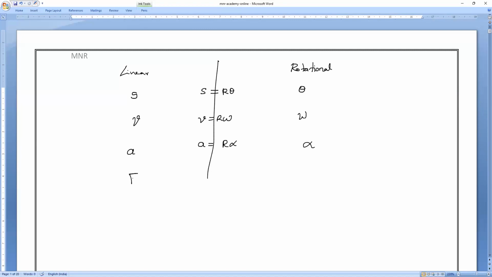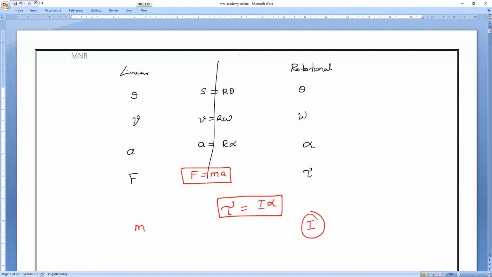Now, in the same way, force in linear motion, and in rotational motion it will be torque. We all know force F equals MA, and torque is I into angular velocity, where I is the moment of inertia. Because here mass comes, there moment of inertia comes. Last week we studied the same thing, momentum and angular momentum. Are you clear, everybody?